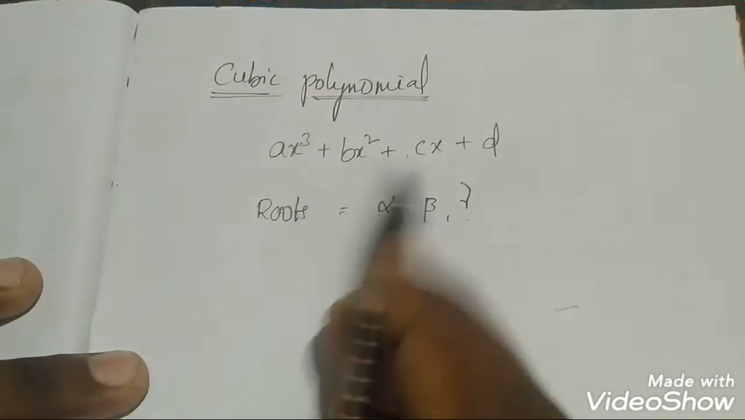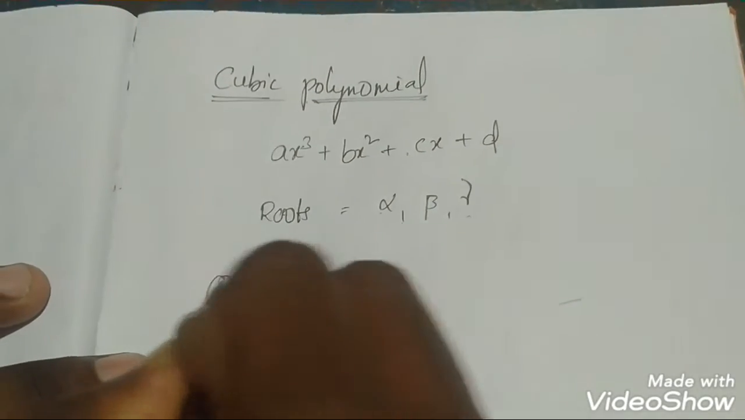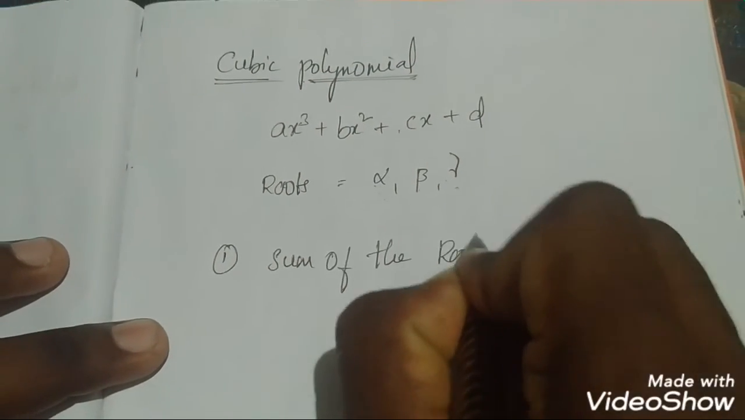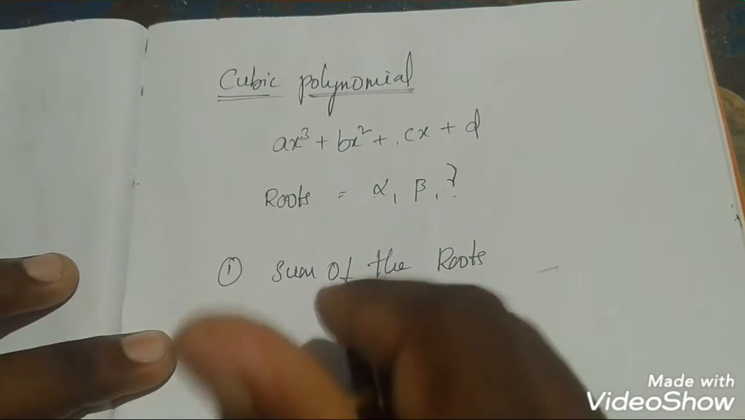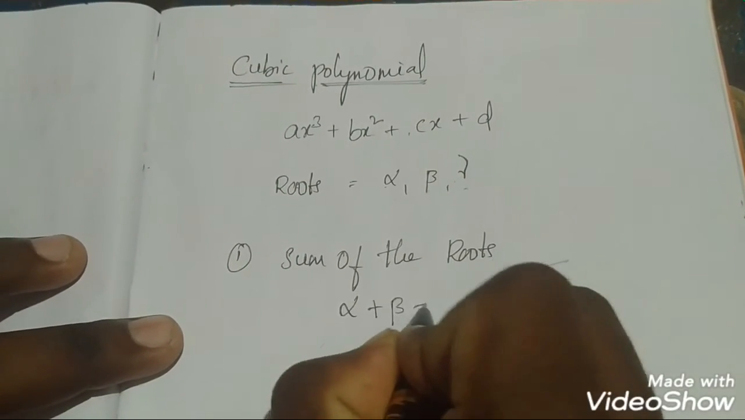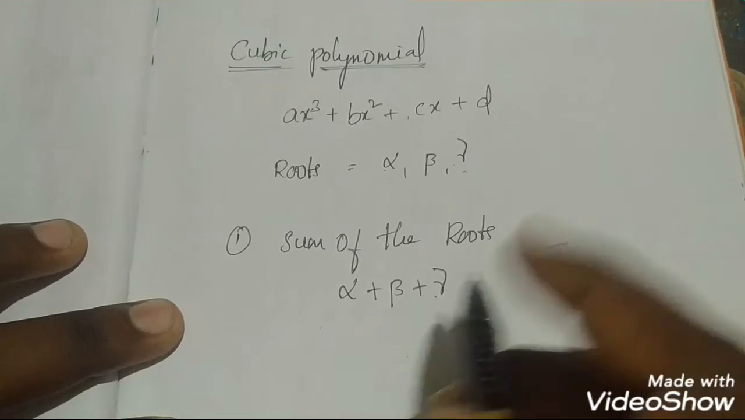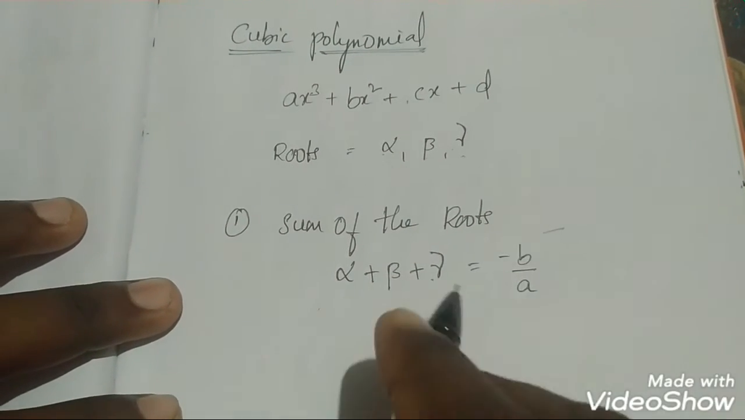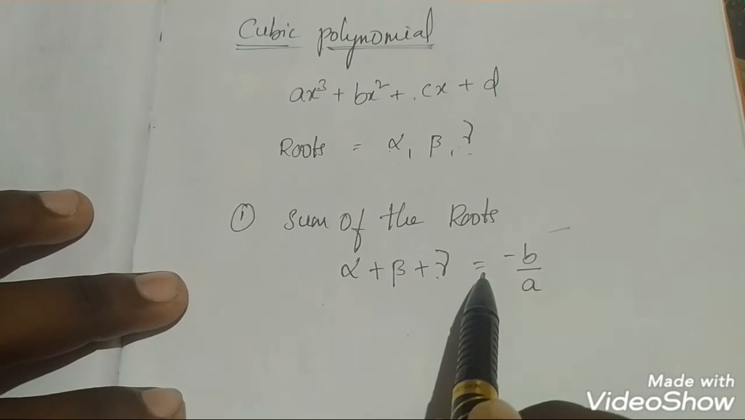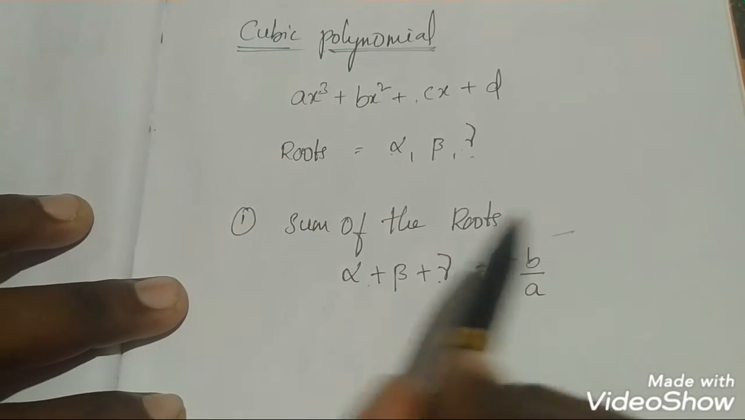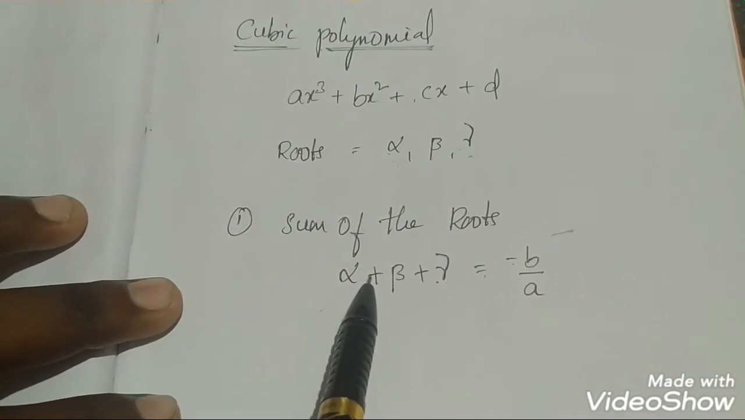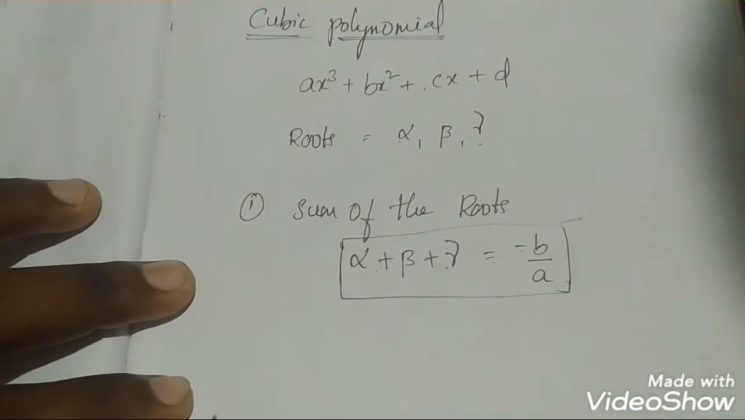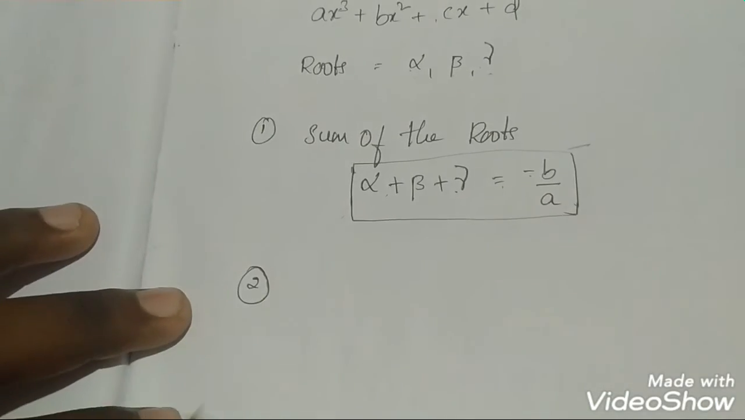In the case of a cubic polynomial, the first one is the sum of the roots. Here, how many roots are there? 3 roots. Therefore, alpha plus beta plus gamma, the sum of the roots, is equal to minus b by a. Here also the formula is the same. In the previous case also the sum of the roots is minus b by a. So in the case of cubic polynomials also, this is the first relationship.